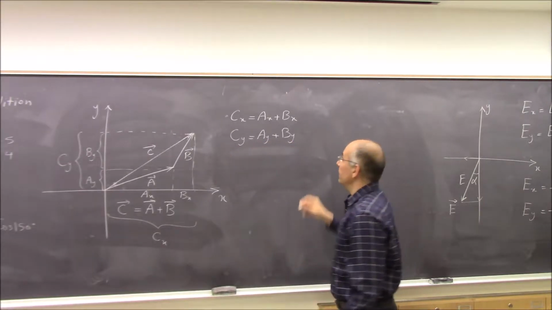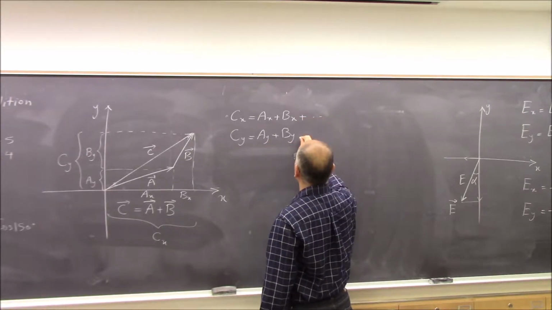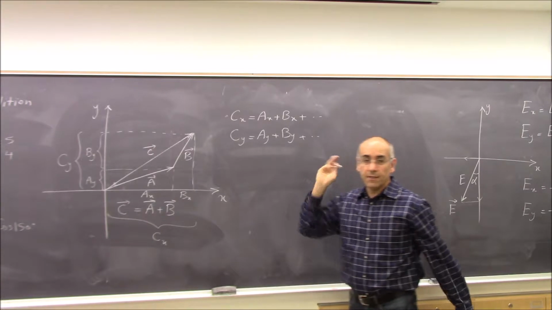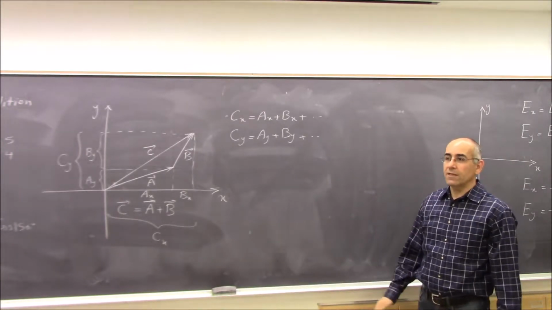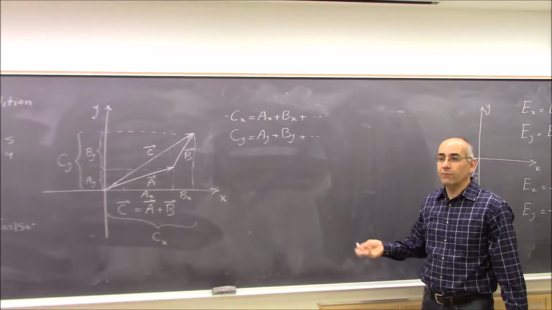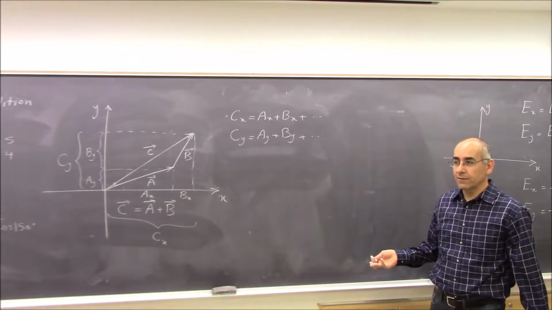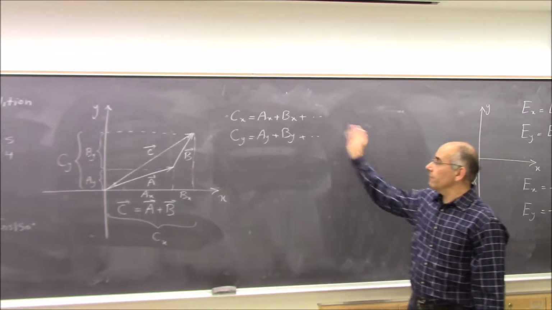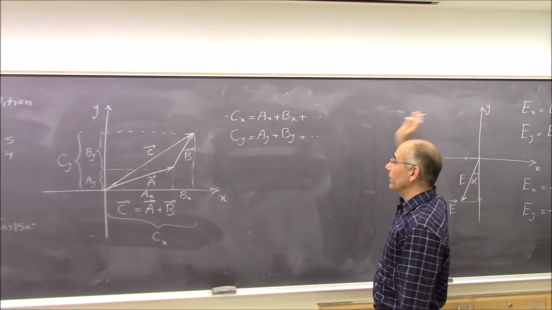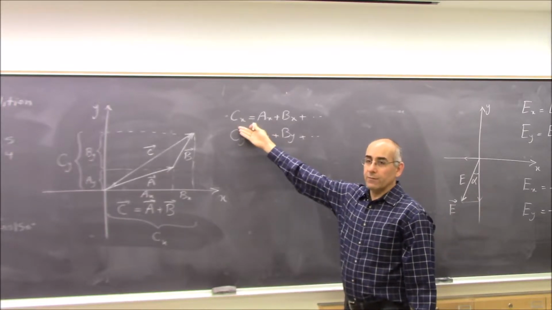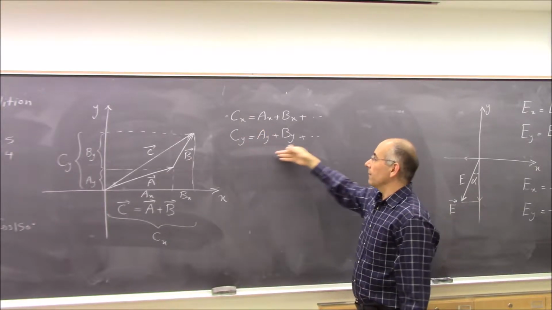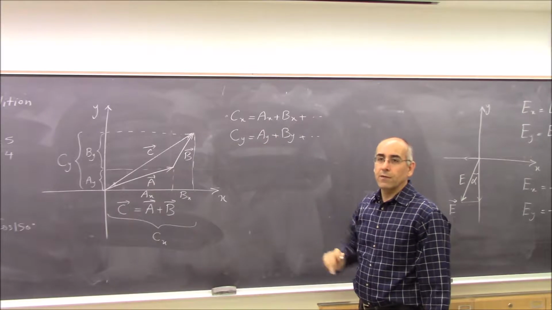If you have more vectors, you can add the x component of all vectors. So it doesn't get too much more complicated if you have more than two vectors. No matter how many vectors you have, you just add all the x components. That gives you the x component of the total. And all the y components give you the y component of the total.